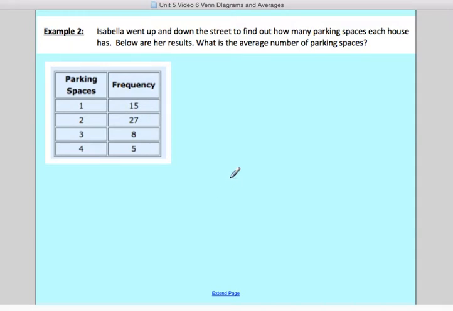Example 2, this is going to be finding an average or a mean. So Isabella went up and down the street to find out how many parking spaces each house has. Below are her results. What is the average number of parking spaces? Okay, so I have seen this type of problem on the ACT before, so you need to be aware of it. So what it really is, how many total people did they survey?